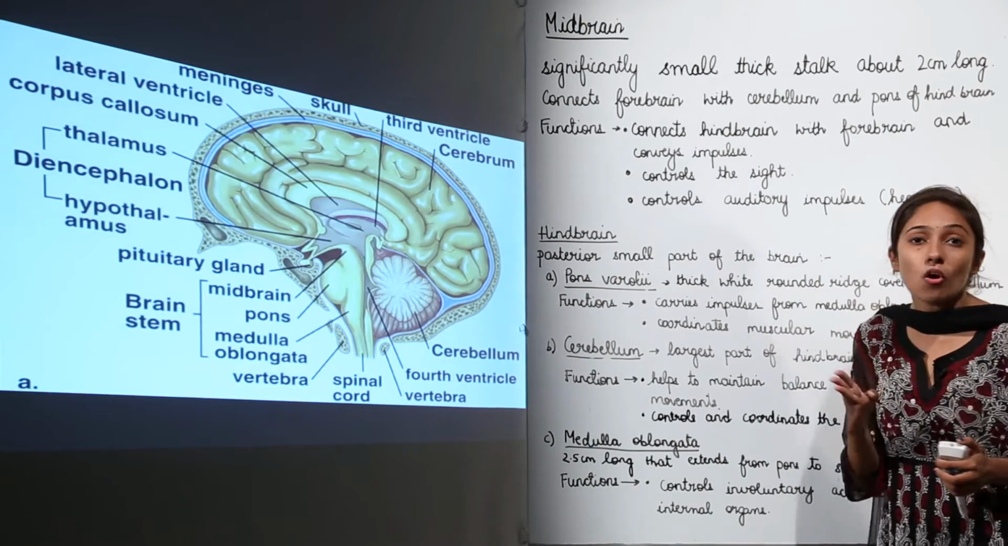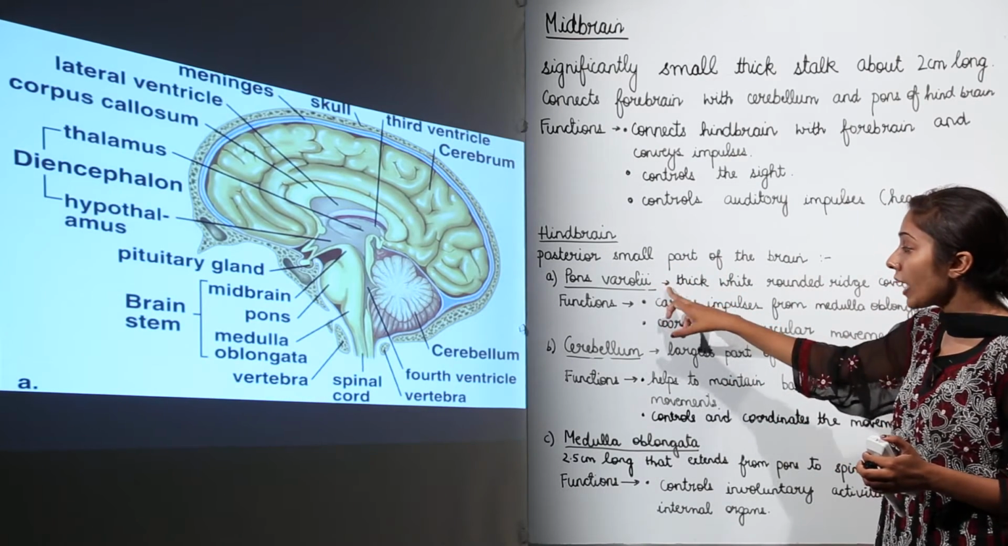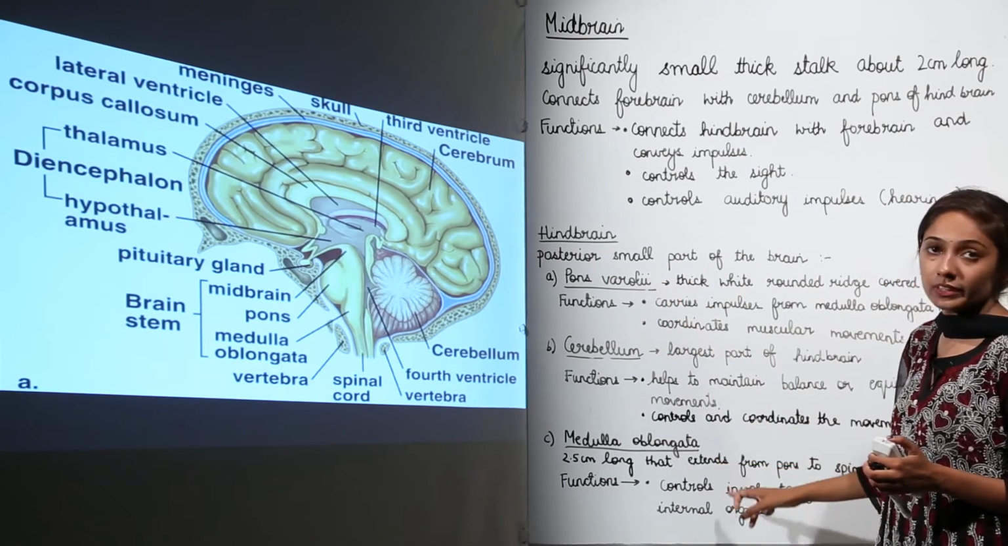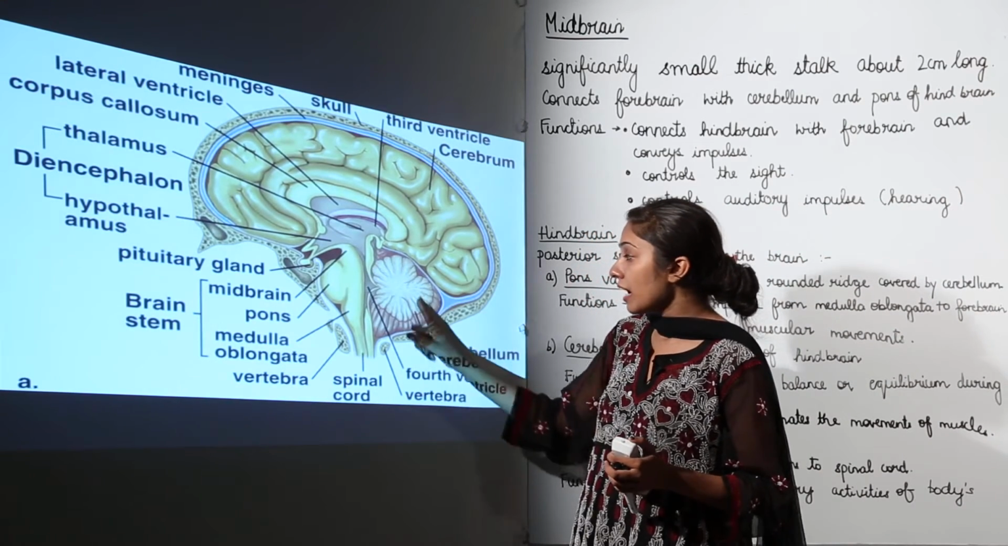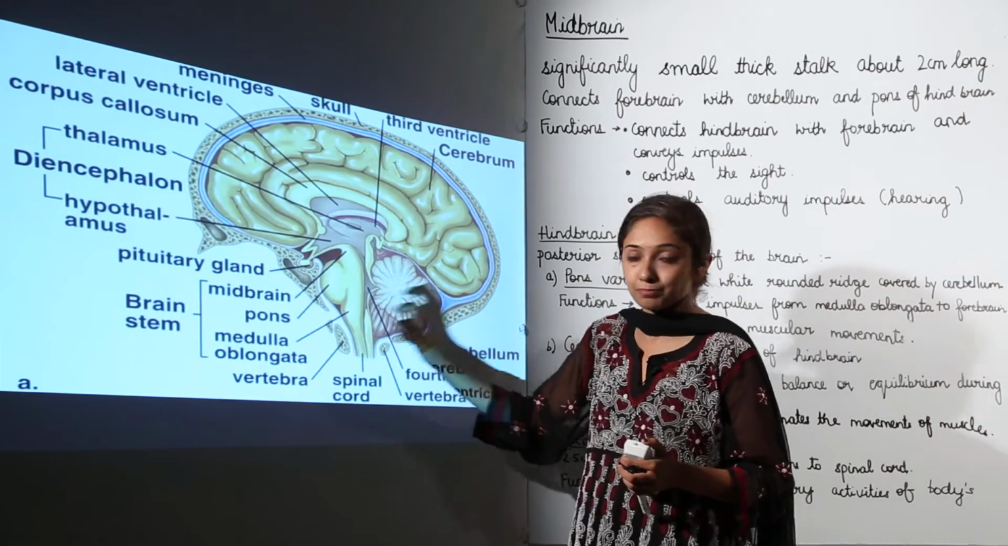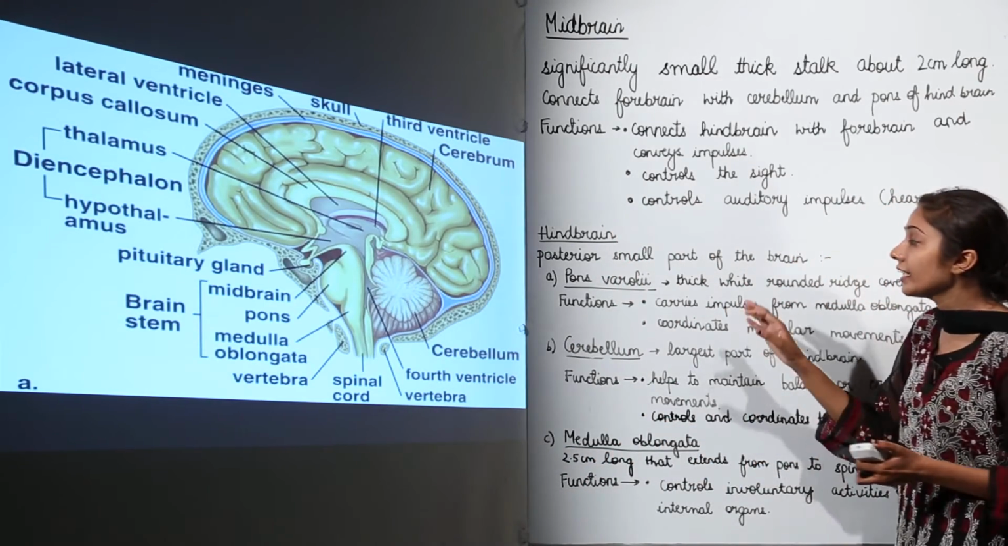It has three main components: pons varolii, cerebellum, and medulla oblongata. So you can see here it is pons, cerebellum and medulla oblongata. Now first of all let's study about pons.